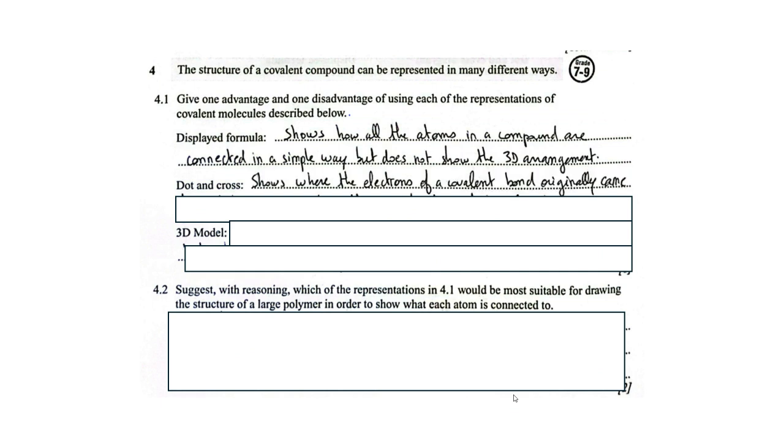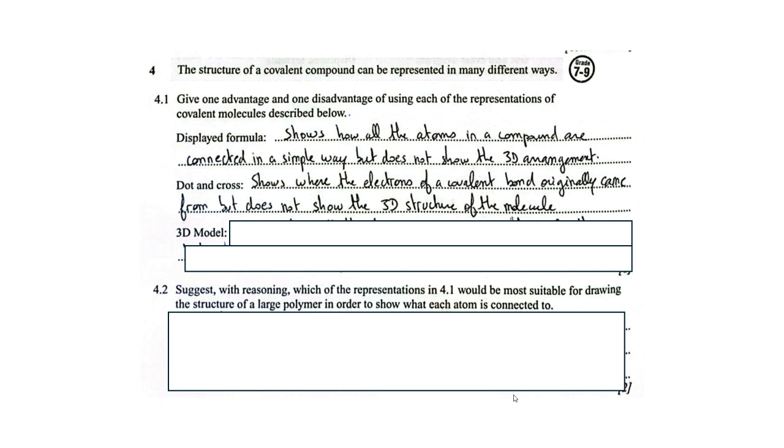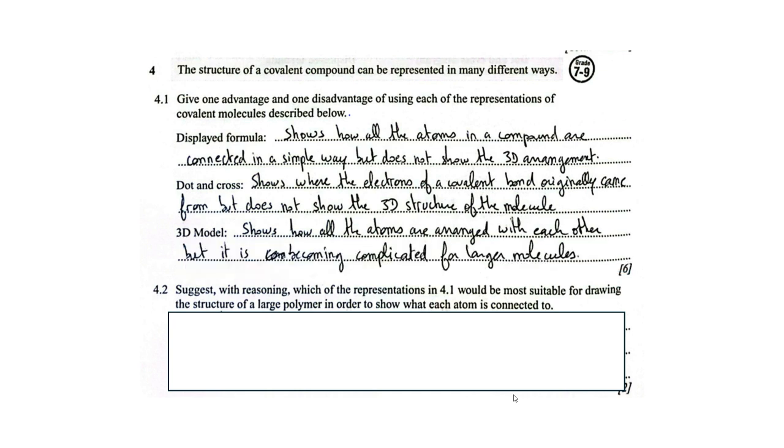The dot and cross shows where the electrons of a covalent bond originally come from, but again, does not show the 3D structure of the molecule. And the 3D model shows how all the atoms are arranged with each other, but it becomes complicated for larger molecules. It's really hard to draw the 3D model for a molecule that has even 5 atoms, it starts becoming complicated.